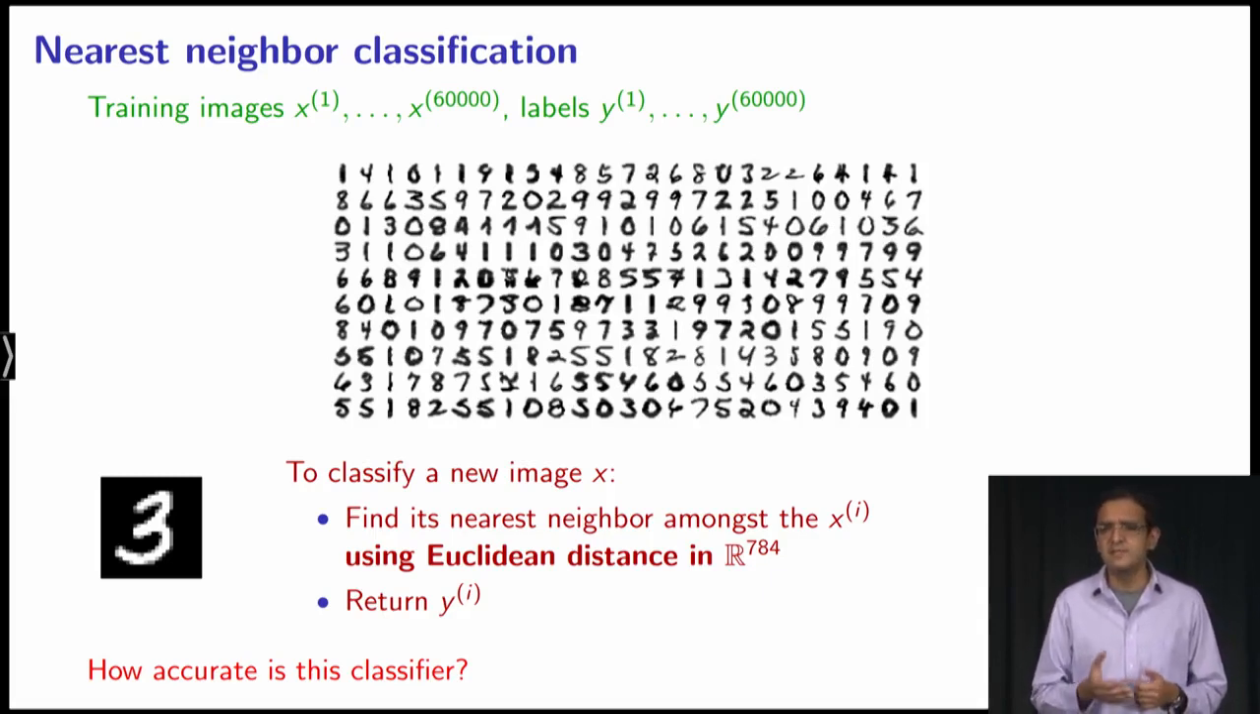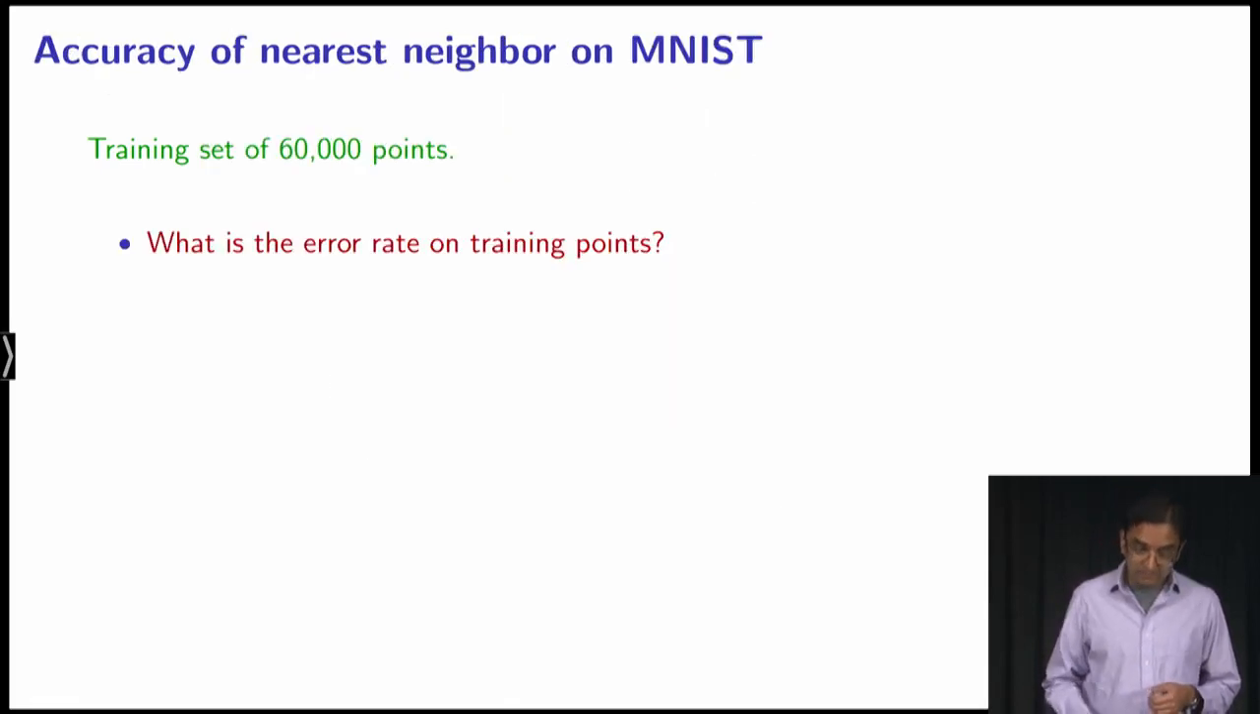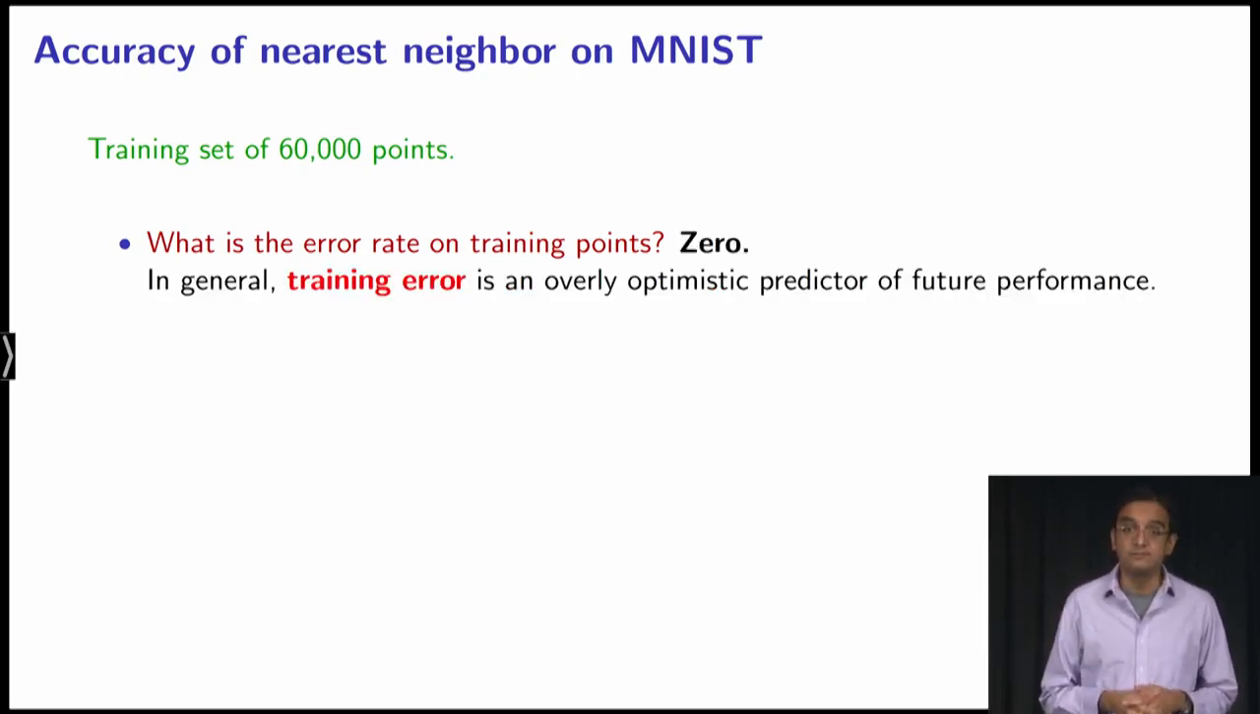Okay, so how good is this classifier? How accurate is it? Well, let's look at some numbers. We have a training set of 60,000 points. What is the error rate on this training set? Well, let's see, for each training point, its nearest neighbor is itself. So it'll always get the right label. The training error is 0.